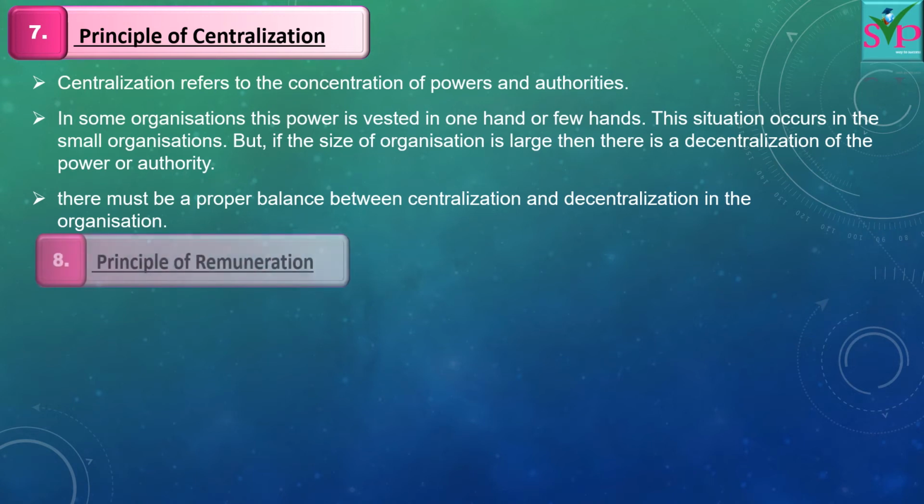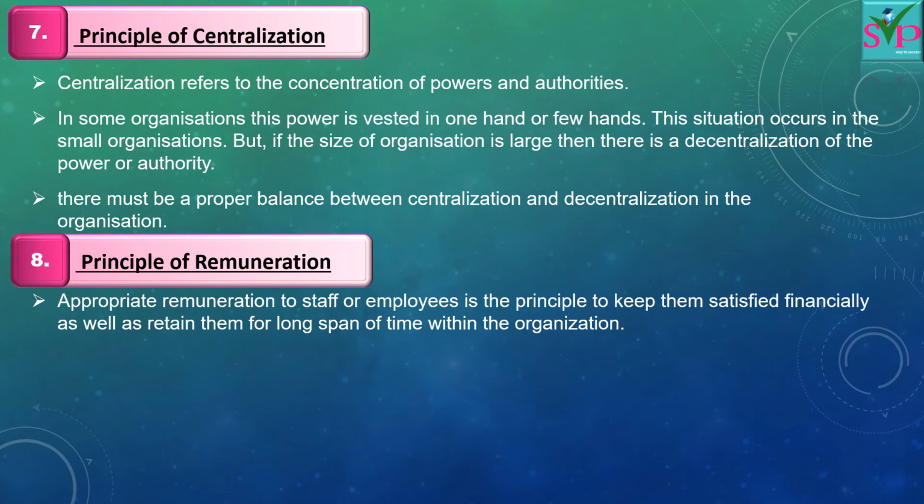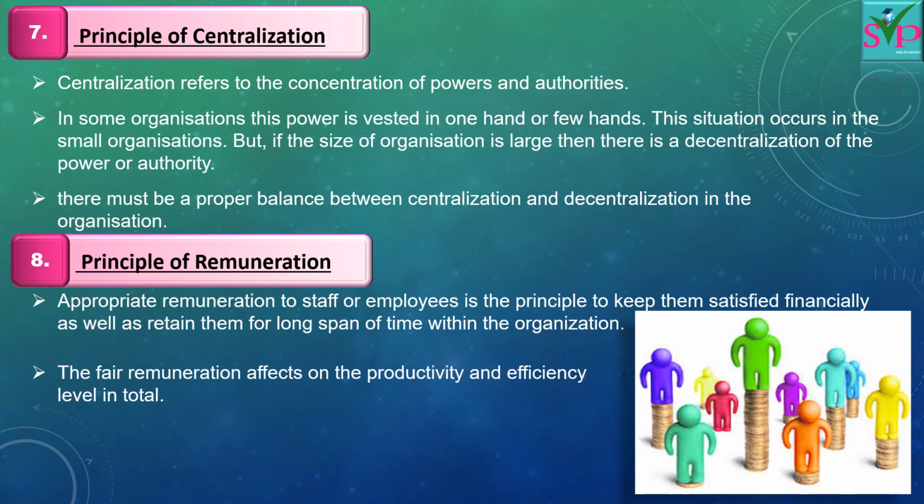Now next principle is principle of remuneration. Appropriate remuneration to staff or employees is the principle to keep them satisfied financially as well as retain them for a long span of time within the organization. The fair remuneration affects the productivity and efficiency level in total. Students, remuneration means money paid for work or service. It is in the form of salary or wages. Salaries are to be paid monthly and wages are to be paid daily.